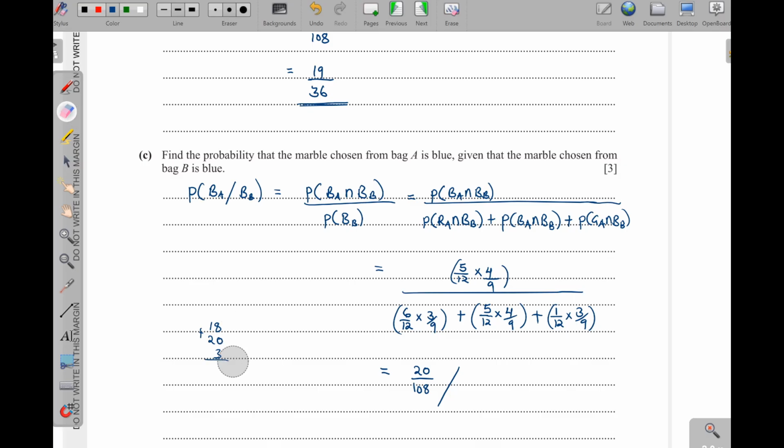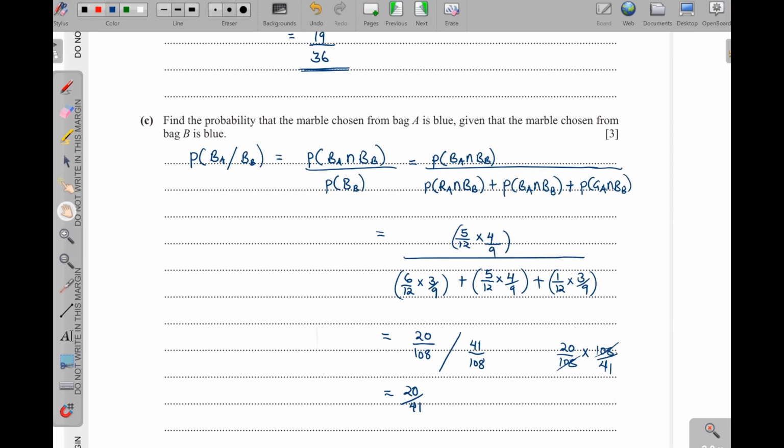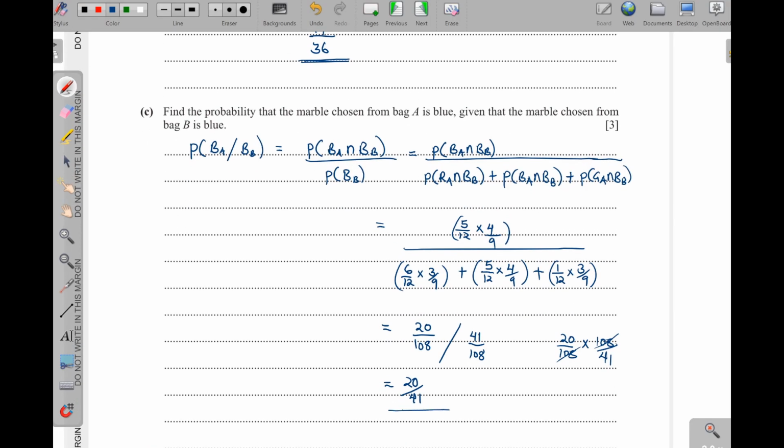So if we have 41 out of 108 here, then this one will somersault, and we get our answer, 20 out of 41. You'll get 20 out of 108, times 108 out of 41. So this one will cancel, right? And then you get your answer as 20 out of 41.